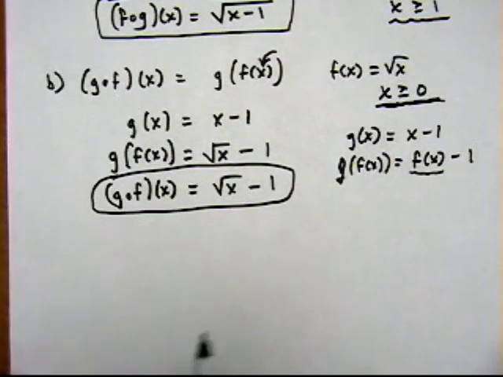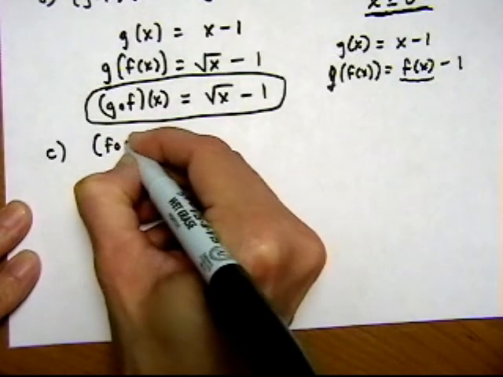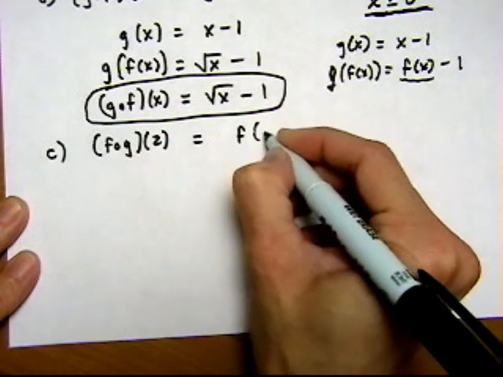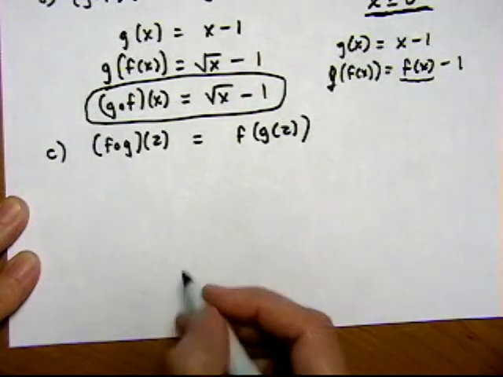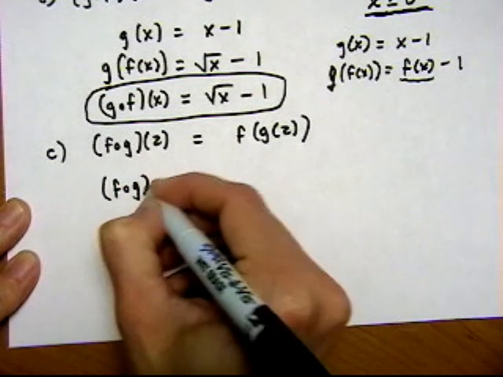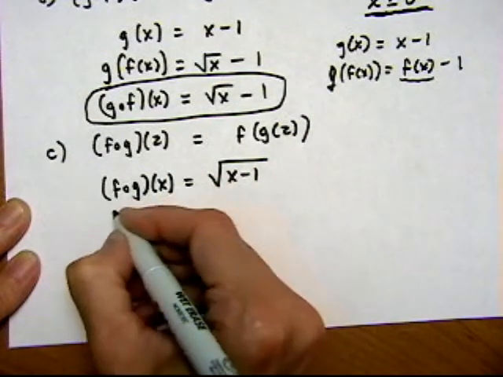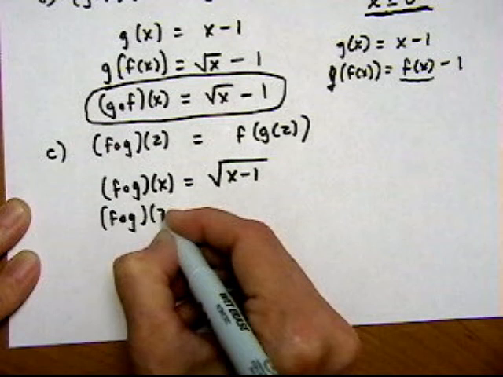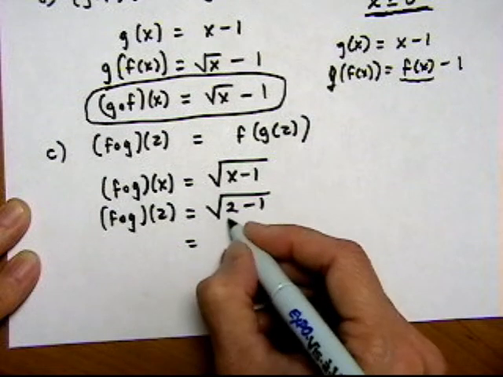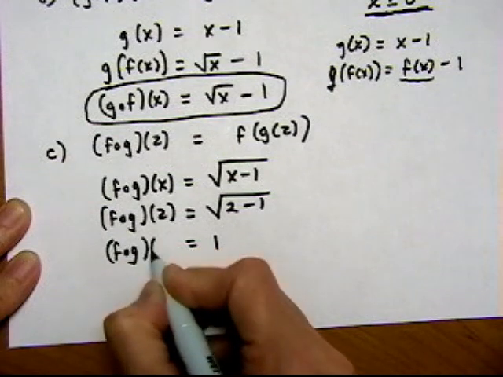And the last part, we want to find f of g of 2. And we can think of that also as f of g of 2. So let's start with f of g of x, which we found in part A. f of g of x is equal to square root of x minus 1, and we'll replace x by 2. f of g of 2 is equal to square root of, instead of x, we have 2, minus 1, so that's equal to square root of 1 or just 1. And that would be f of g of 2.